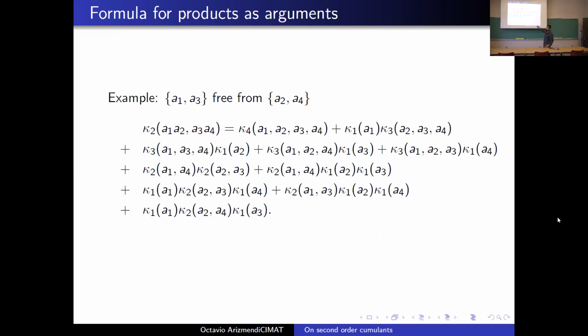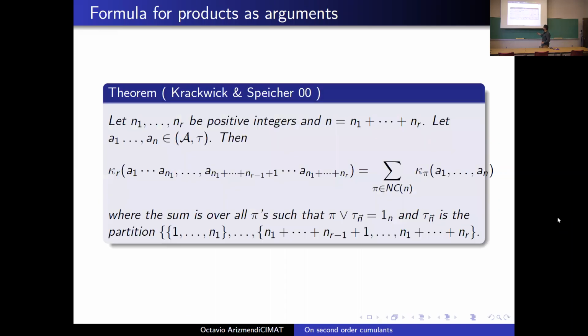Okay, so I take one block on A1, and then the other block connects the other 3. And so on. So these are all the blocks that connect these two with these two. Not all the partitions of size 4 appear here. They should have this condition, which is exactly this.